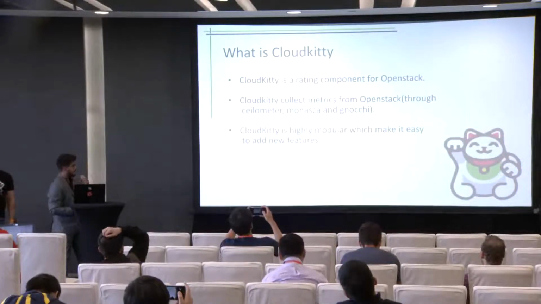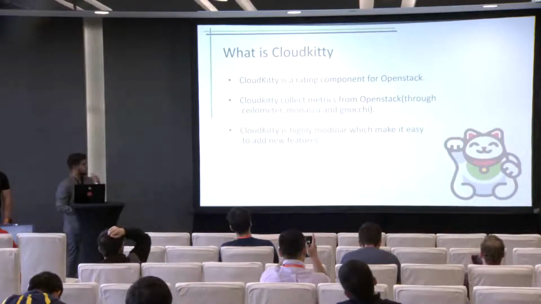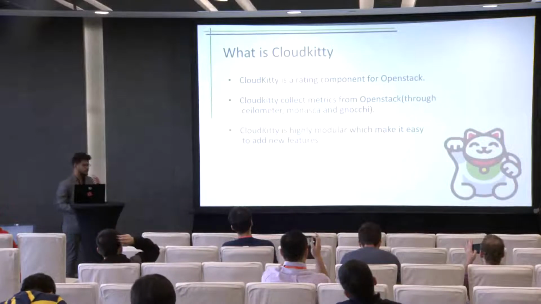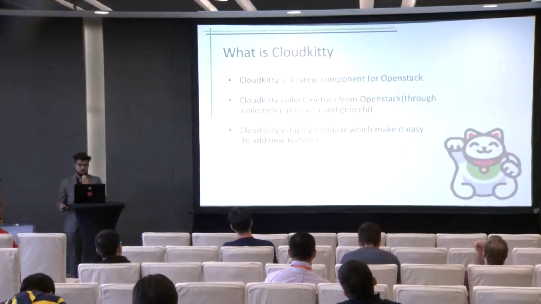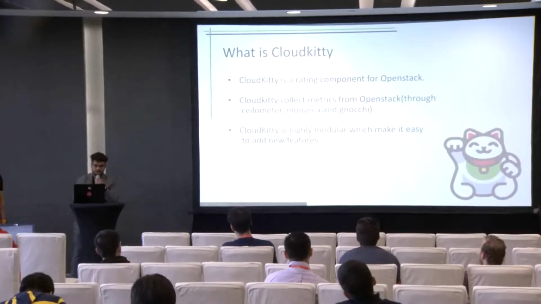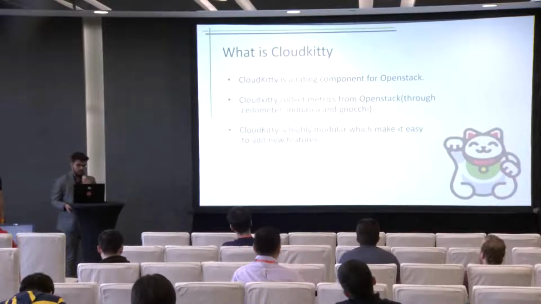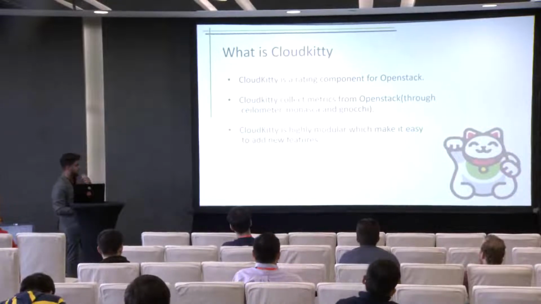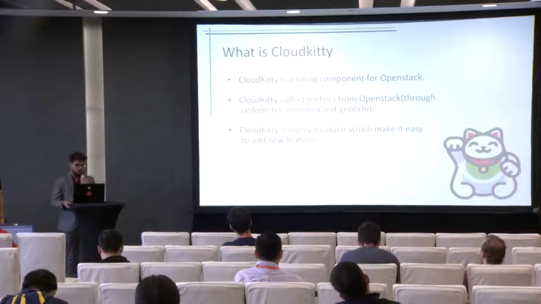It simply collects metrics from different OpenStack components such as Gnocchi, Ceilometer, and Monasca. Apart from this, it also supports non-OpenStack components such as Prometheus. From the Stein release, it also has support for Prometheus. And why do we go for CloudKitty? The reason is that CloudKitty is highly modular, which makes it easy to add new features. If you have some different requirement, you can customize it according to your need.